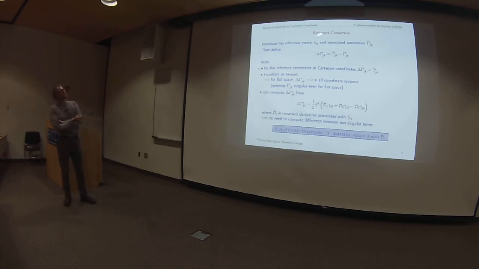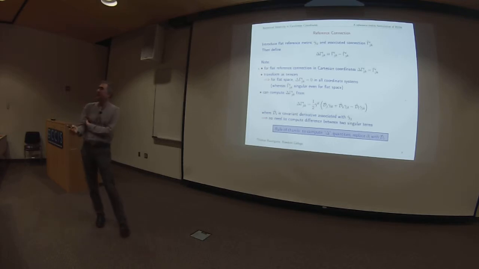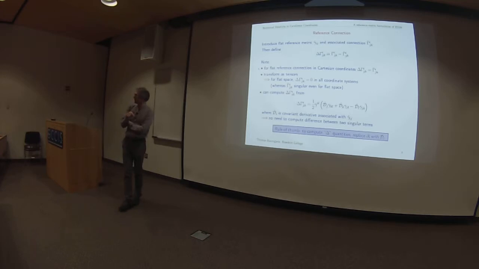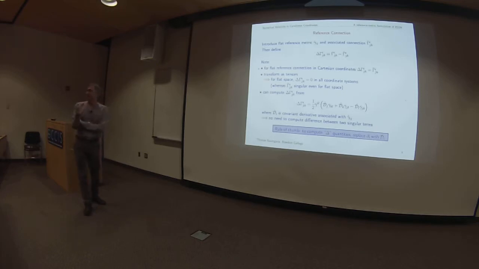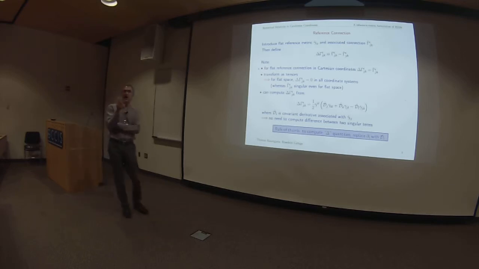Okay? So we introduce a reference metric, and I will always choose this reference metric to be the flat metric in the same coordinate system. So if I use spherical polar coordinates, then this reference metric will be the flat metric expressed in spherical polar coordinates. Then from this you can compute the associated connection. In spherical coordinates, this would be things like 1 over r, cotangent theta, things like that.